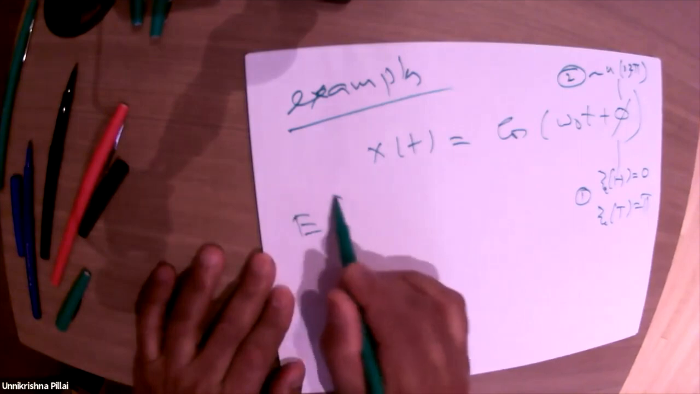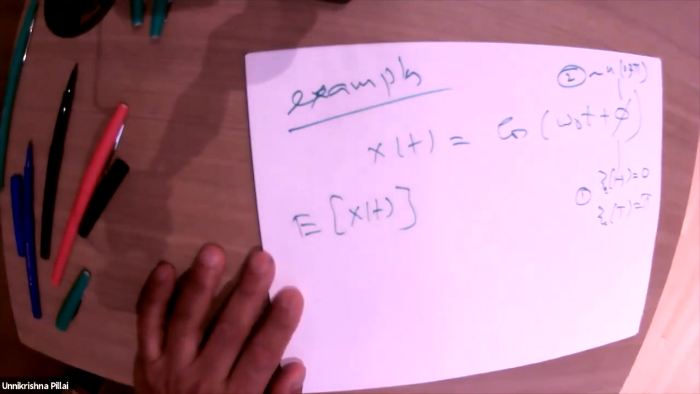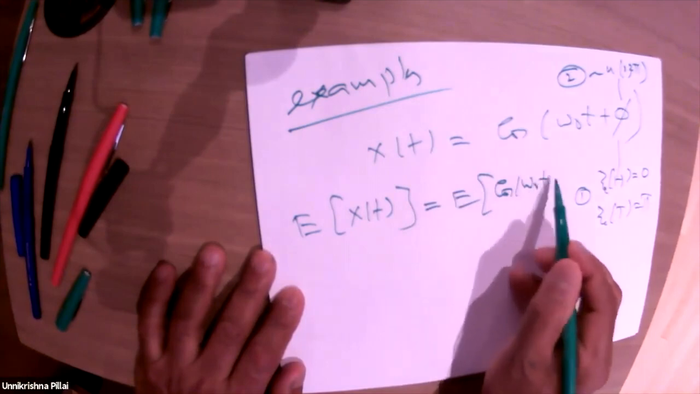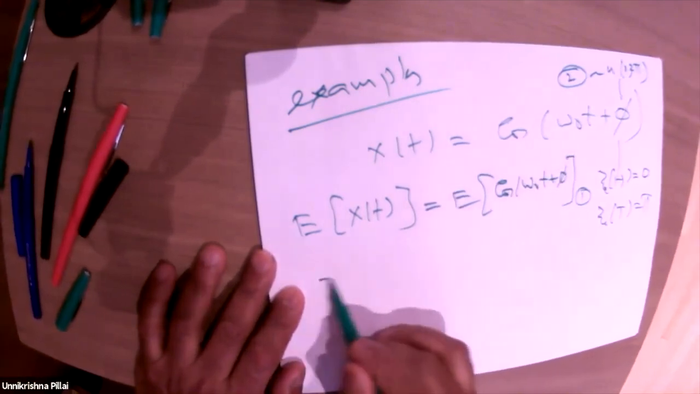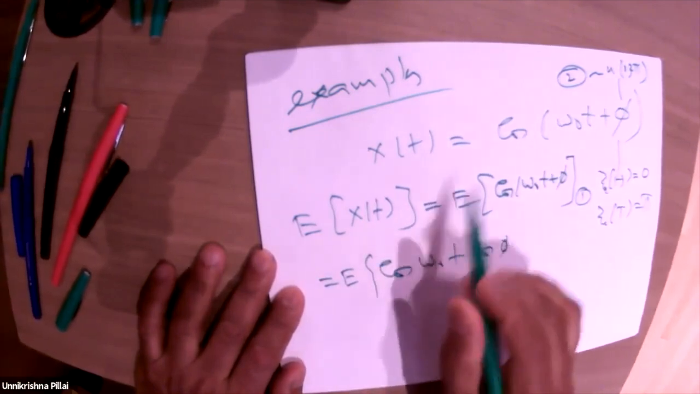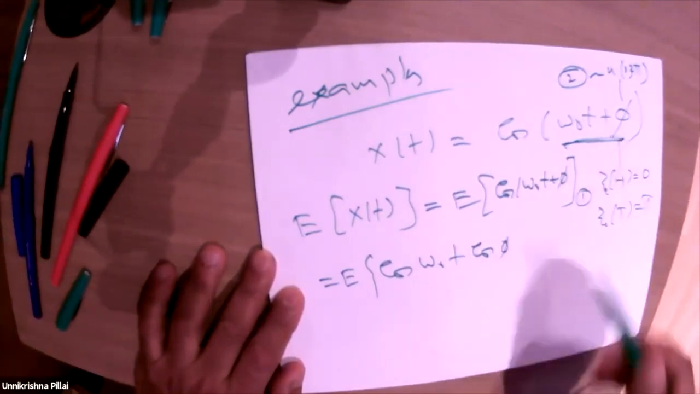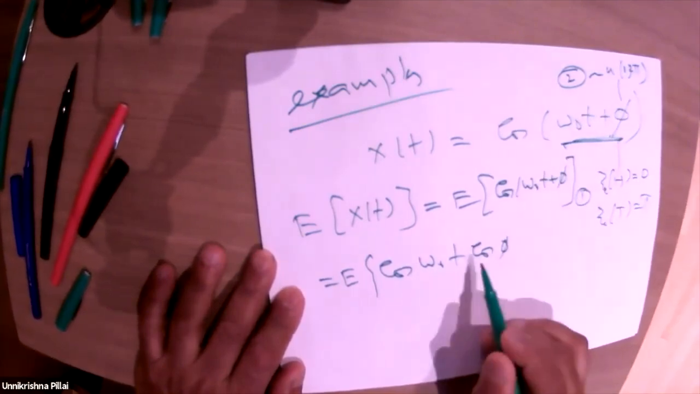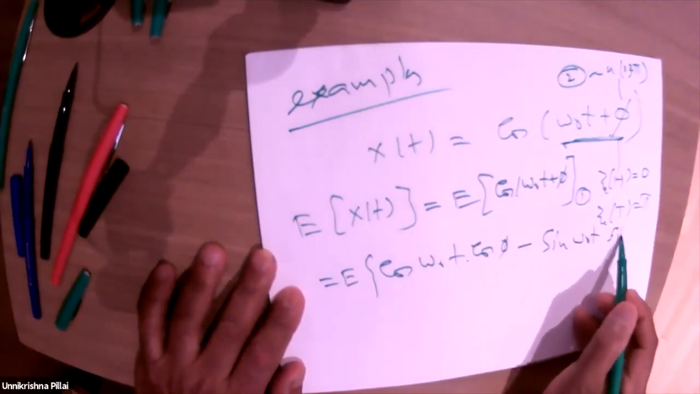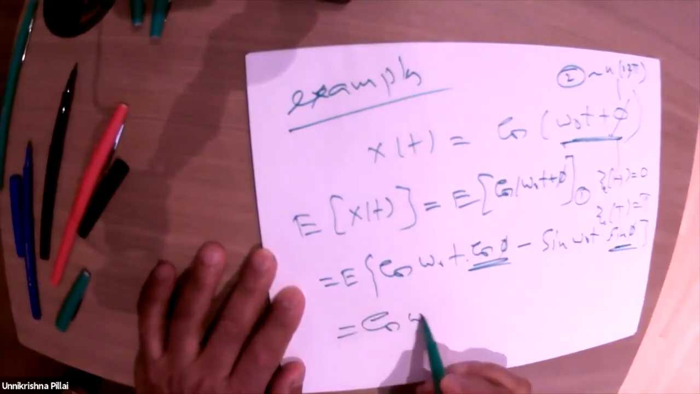So the question is, what is the expected value of X(t)? Usually the problem is, let's at least find the mean and autocorrelation function. So the expected value of X(t) is the expected value of this. Where is the randomness here on the right side? Anybody? In this problem, where is the randomness? On phi, right? It has a density function, which is uniform. We can expand this as cos(ω₀t) cos φ minus sin(ω₀t) sin φ. Remember, randomness is only here.